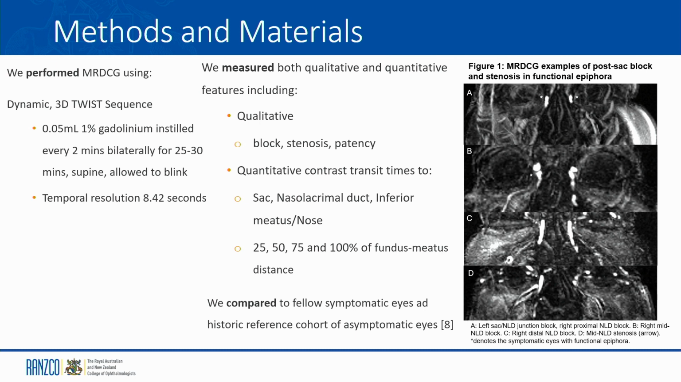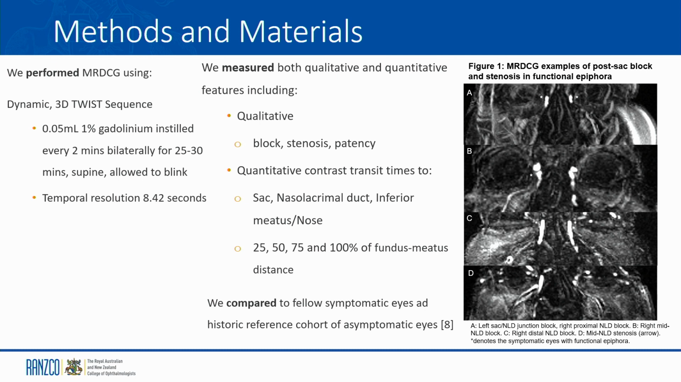We performed MRDCG using a time-resolved three-dimensional sequence known as TWIST, shown in Figure 1. During this sequence, 0.5 mL of 1% gadolinium was simultaneously administered to the medial canthus of both eyes every 2 minutes via intravenous connecting sets. Scans were performed supine, and participants were allowed to blink normally. The scan was performed over 25 to 30 minutes. We interpreted sequences for obstruction, stenosis, and patency. In addition, we measured the time to first appearance of the contrast in the sac, nasolacrimal duct, and inferior meatus, and the time to fill the first 25, 50, 75, and 100% of the fundus to meatus distance.